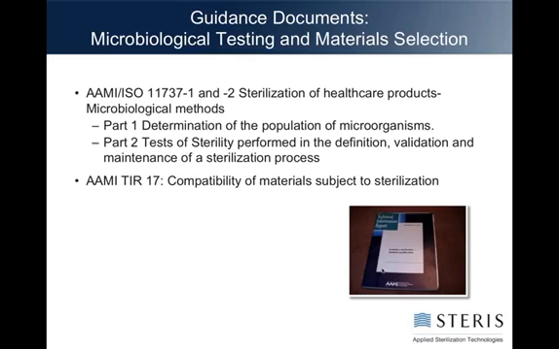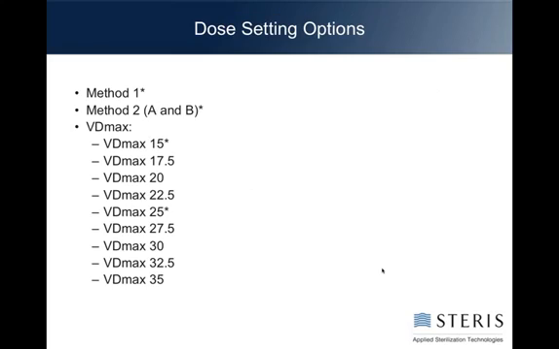The other document that people sometimes forget about, that's probably the one that's going to be most valuable to you in your whole career with sterilization, is TIR 17. It's titled Compatibility of Materials Subject to Sterilization. It's a really good early resource for all the different modalities for sterilization and how certain basic polymers react to those methods, so that maybe you can avoid some pitfalls of using an incorrect or less than optimal plastic when you're developing a new product.